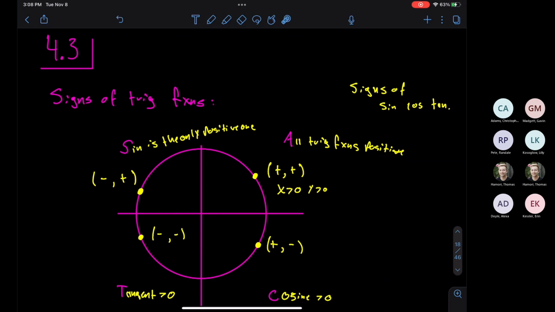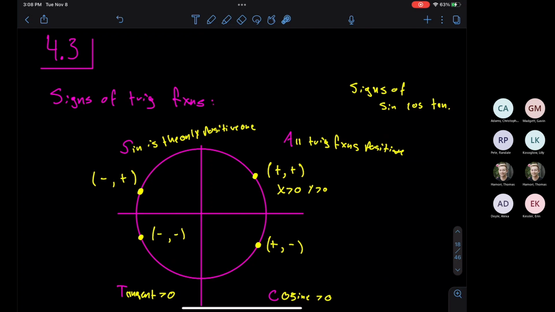Because what is sine? Sine would be the y-coordinate, which is positive. Cosine would be the x-coordinate, which is positive. Tangent is positive divided by positive. What would cosecant be? It'd be 1 over the y-coordinate, which is positive. So 1 divided by a positive number is positive, and so on and so forth.